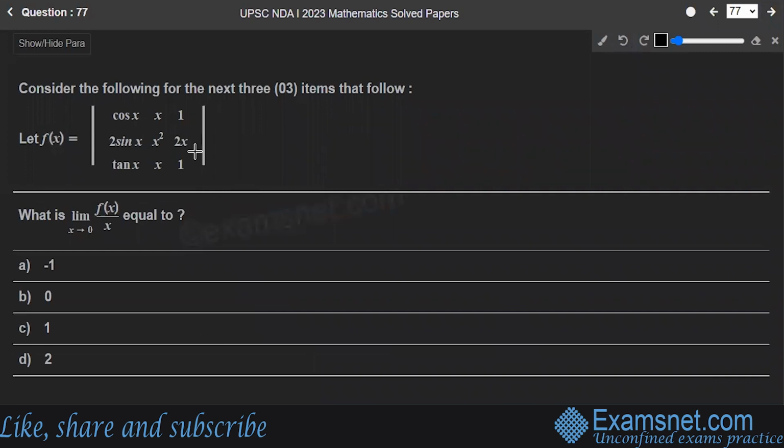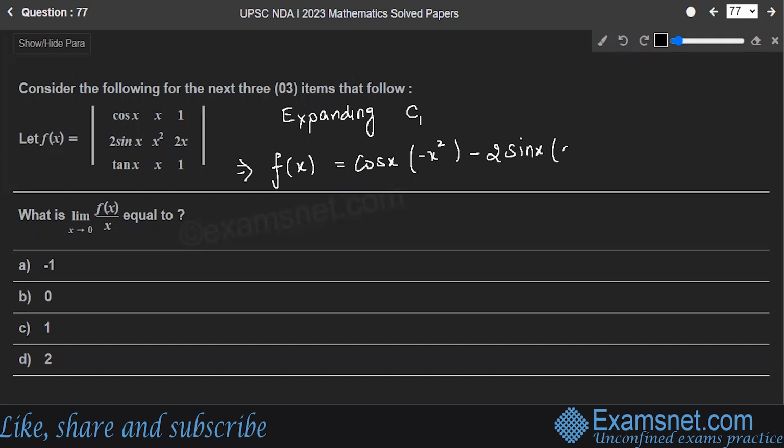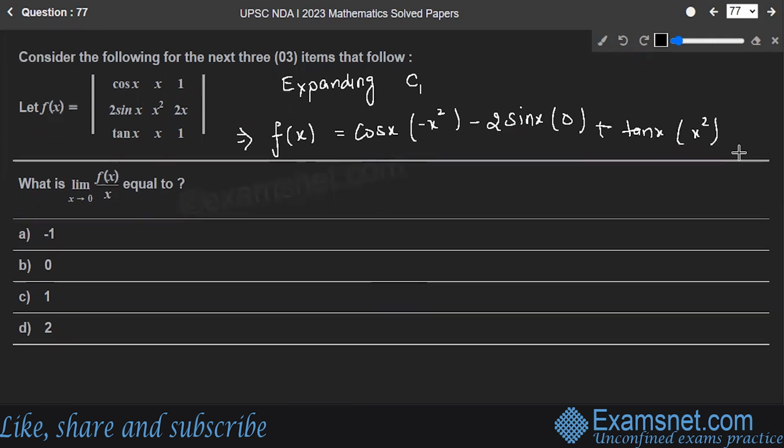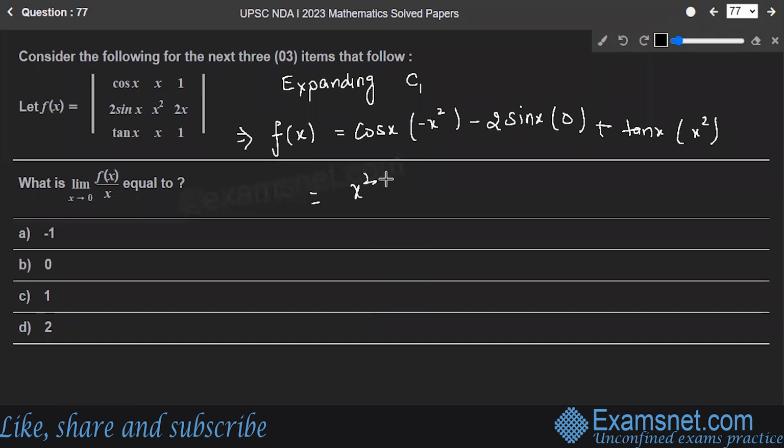Now, what is the limit x approaching 0 of f(x) upon x? Let's write down f(x). First thing, expanding along C1, you will get f(x) is equal to cos x minus x square minus 2 sin x into x minus x, which is 0, plus tan x into x square, which gives you x square taken common, tangent of x minus cos of x, right?